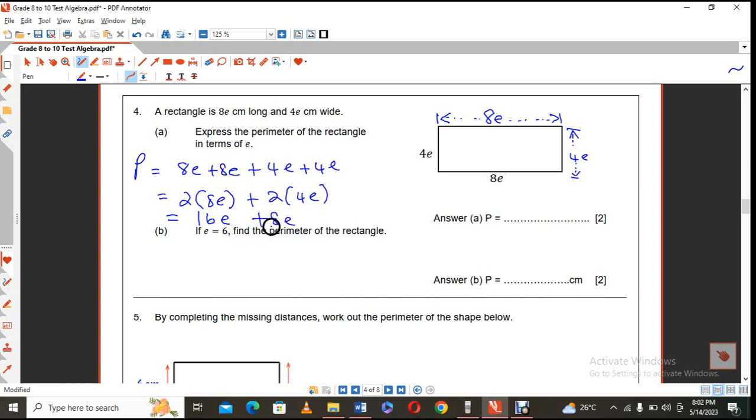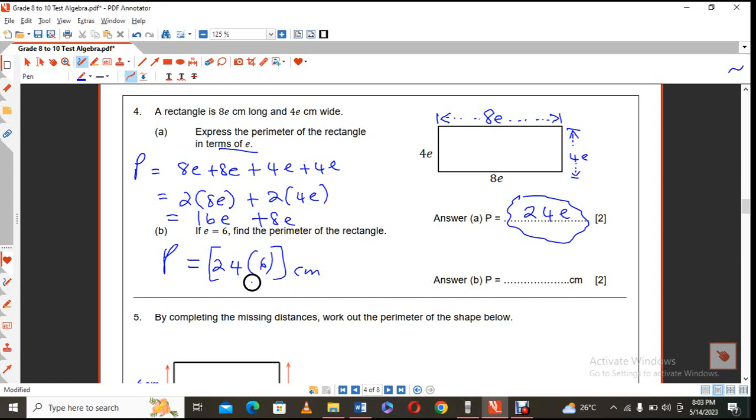The e's are like terms, so this answer is nothing but 24e because 8e plus 16e gives you 24e. So when the question says write your answer in terms of e, your answer must contain e. Now they are saying if e is equal to 6, what is the perimeter? And remember, the answer here has to be in centimeters.